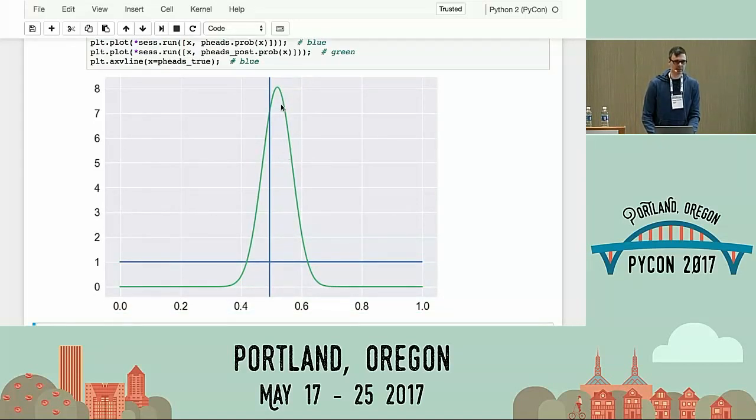So the value 8 doesn't mean a particular likelihood now. You just fix the area under the curve, but not the y value.